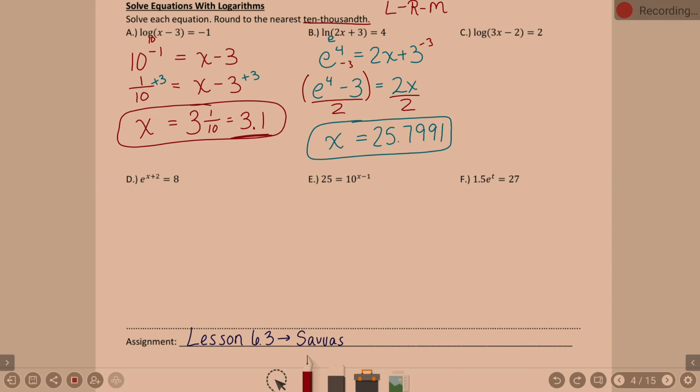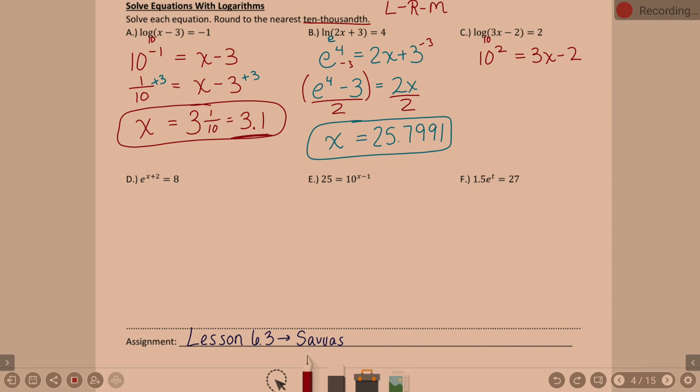What's our first step here? Left, right, middle. And our left is what? Invisible 10, because it says log. That's a common log. So left, right, middle is going to read 10 to the second equals 3x minus 2. Okay? Left, right, middle.